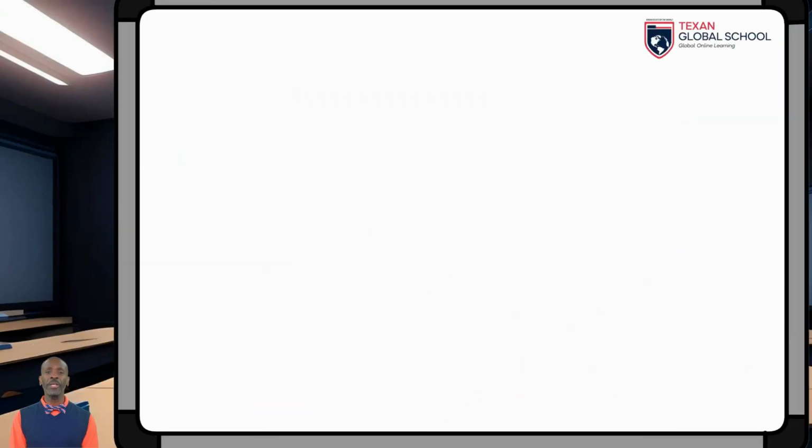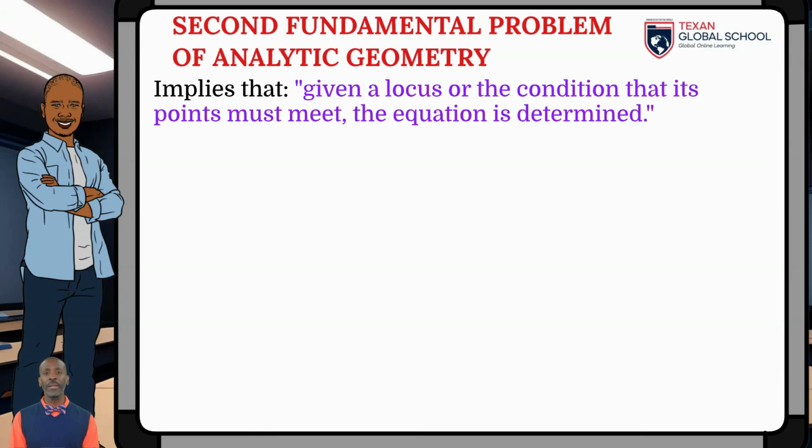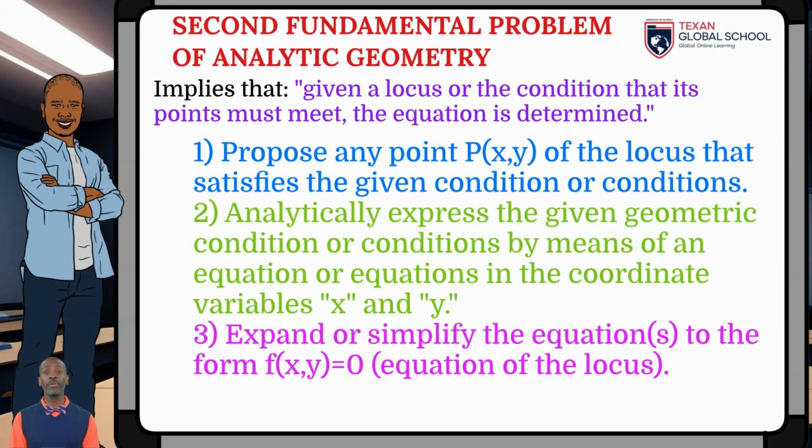The second fundamental problem of analytic geometry implies that, given a locus, or the condition that its points must meet, the equation is determined. To obtain the graph of an equation, first propose any point of a locus that satisfies the given condition or conditions. Then, express analytically the given geometric condition or conditions by means of an equation or equations in the coordinates of the variables x and y. Finally, develop or simplify the equation or equations to the form f of x, y equal to 0, which will be the equation of a locus.